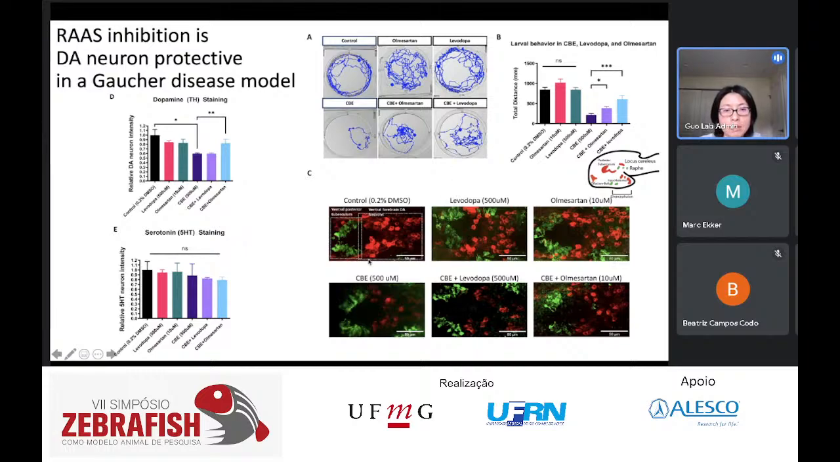However, when we looked at the dopamine neuron integrity, what you can see here is that levodopa is unable to rescue the dopamine neuron integrity, whereas olmesartan can. And here is the quantification. Also, interestingly, we see this rescue effect is somewhat specific to dopamine neurons, because when we quantify the serotonin neurons, we do not see an effect, even though CBE also affects serotonin neurons as well.